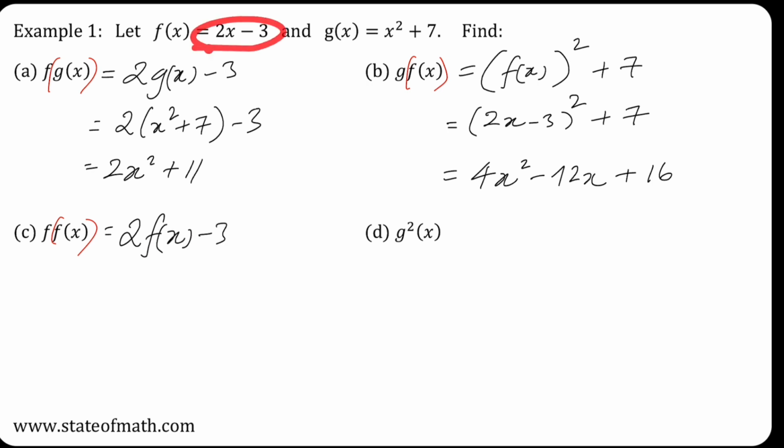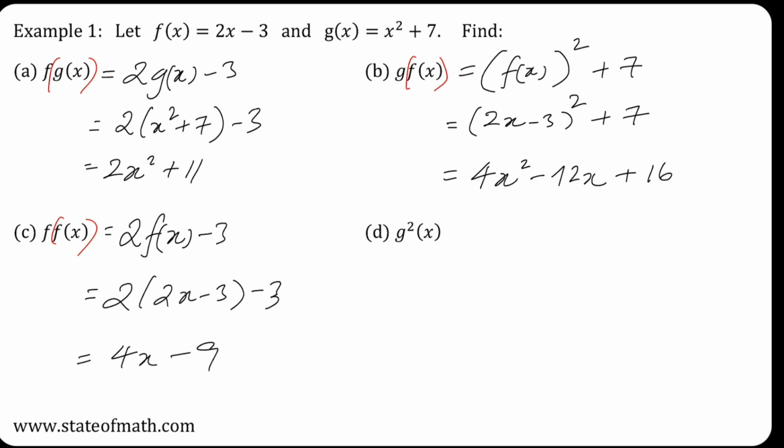This is what function f does. Takes the input, multiply by 2, minus 3. So now I'm going to go back and replace f of x with the function 2x minus 3. And if I expand and simplify, I'll get 4x minus 6 minus 3, which is minus 9. Finally, for part D, g squared of x. Note that g squared of x is not the same as g of x all squared. So this notation is not the same as this one.